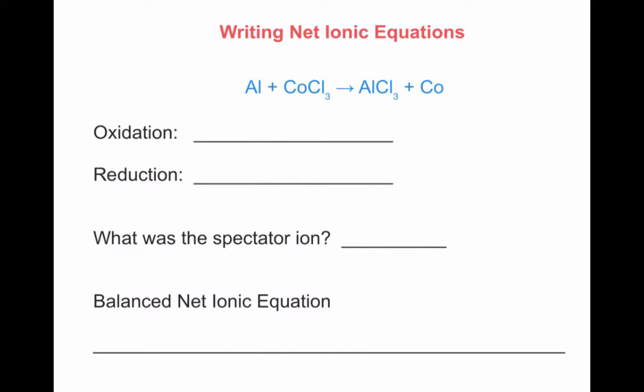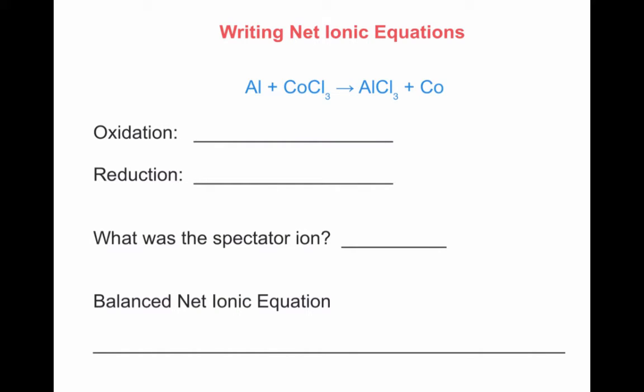Writing net ionic equations. Balance the reaction if needed, assign oxidation numbers, write the oxidation and reduction half reactions, and then write the net ionic equation. So the first thing I'm going to do here is look to see if I need to balance my equation. So I have 1 Al here, 1 Al here, 1 cobalt, 3 chlorines, and 3 chlorines. So looks like I don't need to balance this, so that's good.